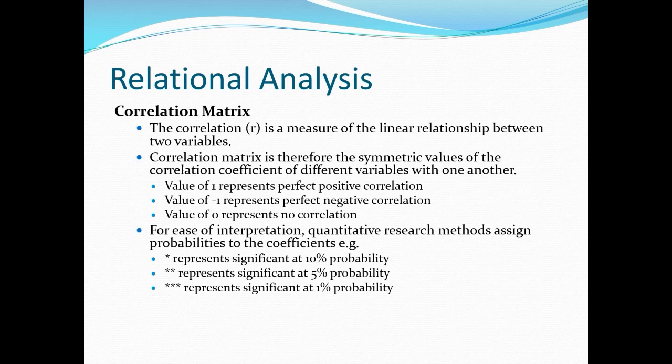Now, a correlation matrix, the correlation coefficient R, small r, is a measure of the linear relationship between two variables. Correlation matrix is therefore the symmetric values of the correlation coefficient of different variables with one another. Value of one represents perfect positive correlation. Value of minus one represents perfect negative correlation.